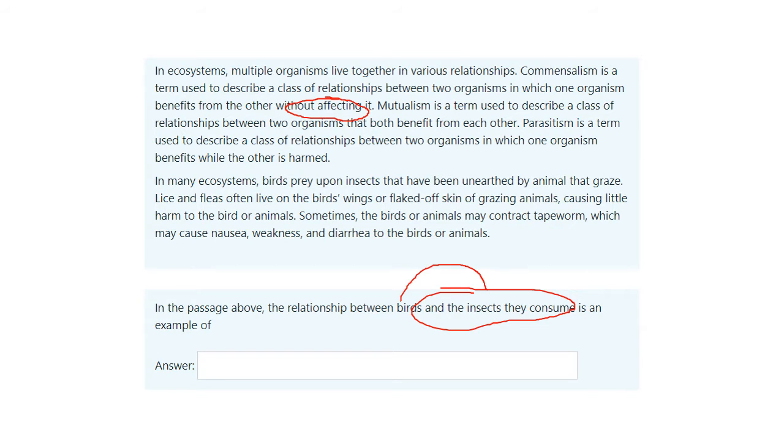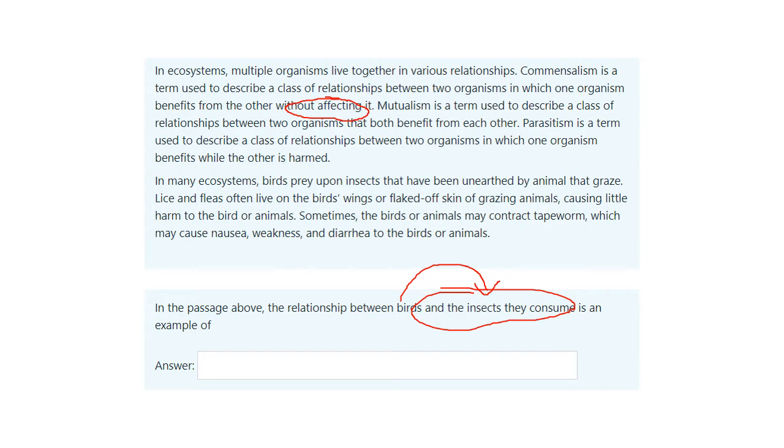But the bird eating the insect, well, the insect dies. The insect is killed. There is a huge negative effect for the insect. So this is not commensalism. Mutualism is a term used to describe a class of relationship between two organisms where they both benefit. They both benefit. Well, the insect gets eaten. The insect is not benefiting.